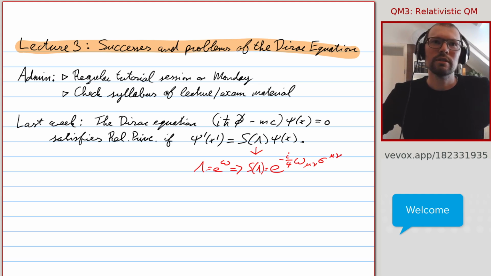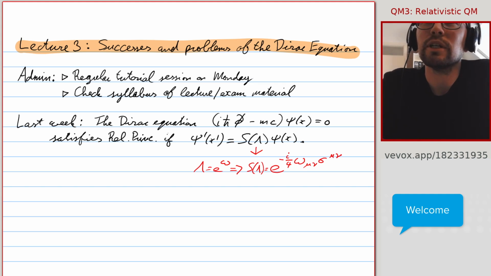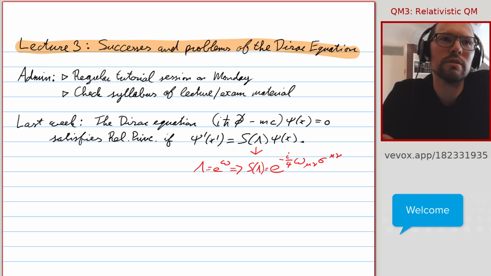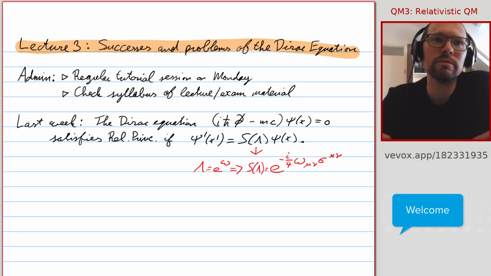So last week we started on our second attempt to produce a relativistic wave equation for one particle quantum mechanics, the Dirac equation, and we're going to continue investigating this equation and see whether it's really viable as a quantum mechanics.